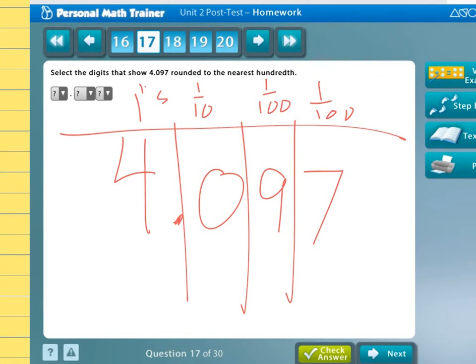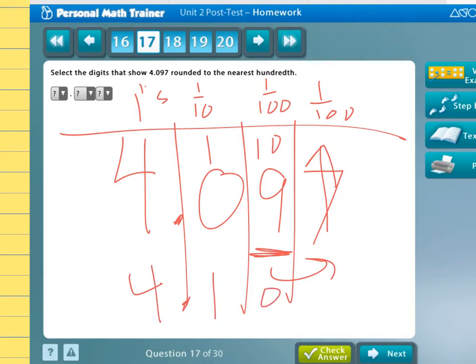Select the digit that shows 4 and 97 thousandths rounded to the nearest hundredth. So we find the hundredths place, we look to the right, that is 5 or greater, so that means we're going to round up. So that would round up to 10 because we have 9 there. But if this is a 10, you regroup that over there. So the nearest hundredth here is actually 4.10 or 4 and 10 hundredths.